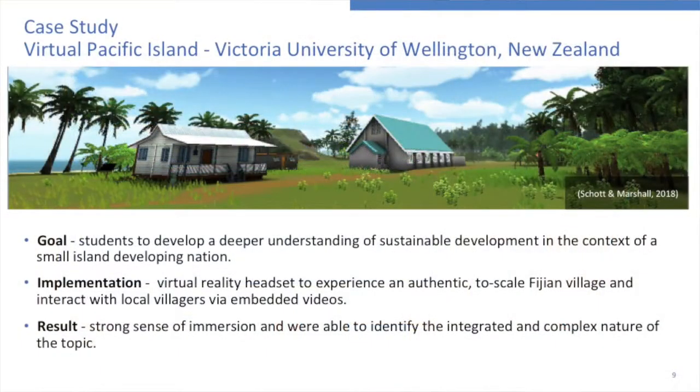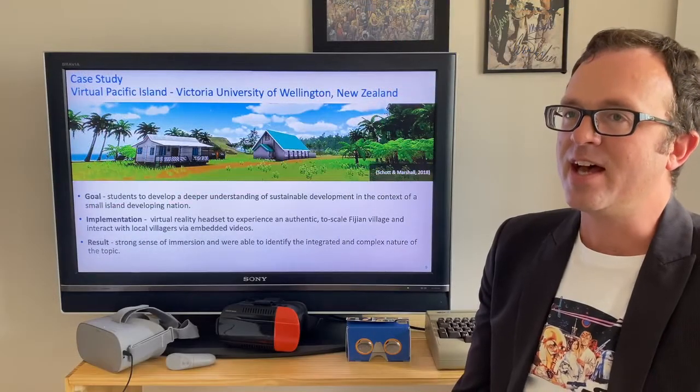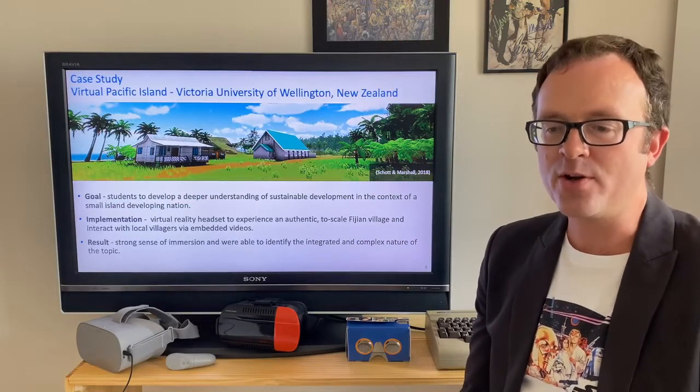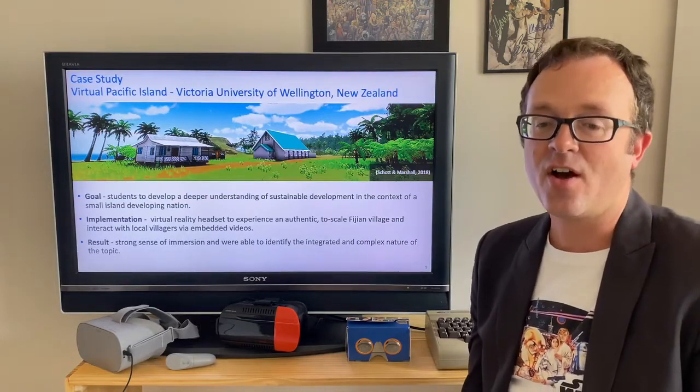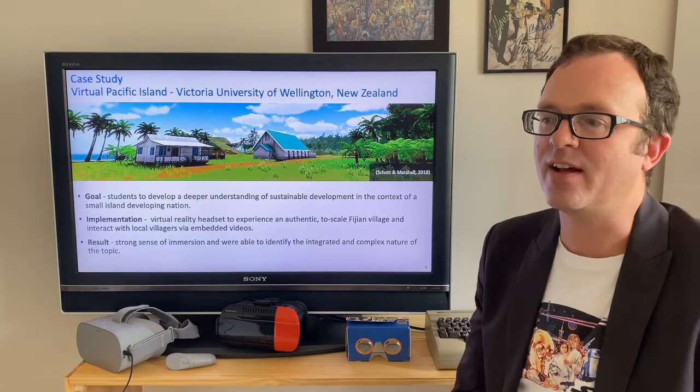So here I want to explore a case study from the Victoria University of Wellington in New Zealand. They wanted to take the students on a journey where they had a far deeper understanding of the complexities involved in sustainable development in small island nations. And it's not always possible to take the students on a field trip to somewhere like Fiji.